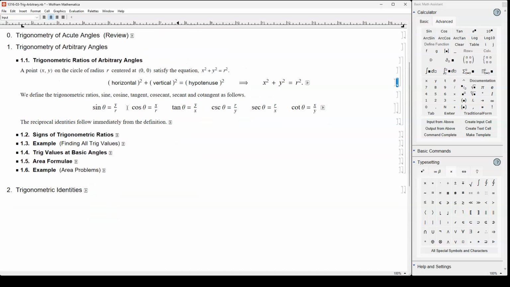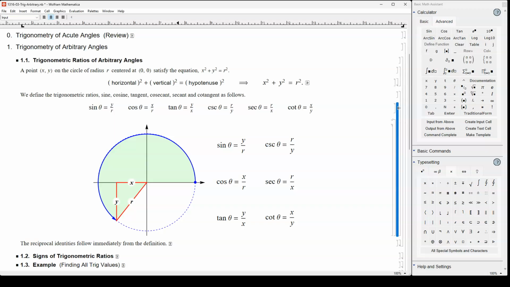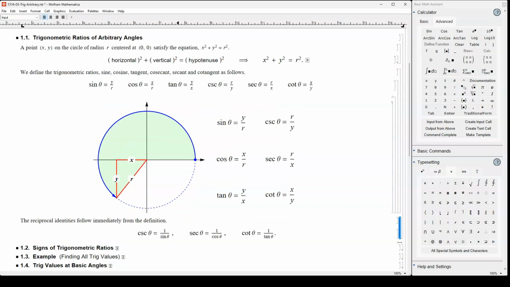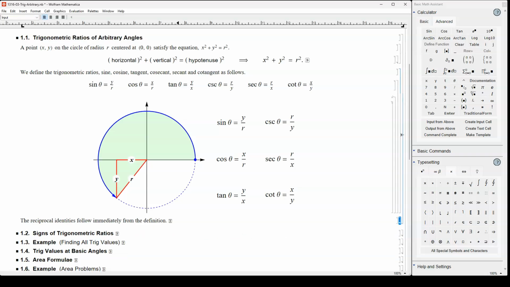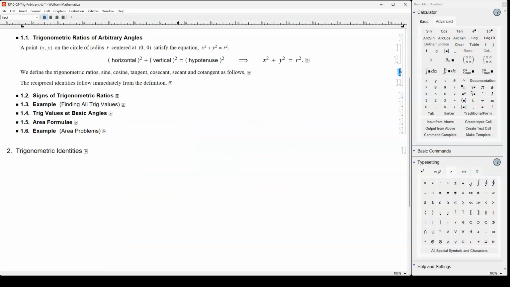Sine is y over r, vertical over radius, cosine is x over r, horizontal over radius, tangent is y over x, vertical over horizontal, and cosecant, secant, and cotangent are their reciprocals. Therefore, cosecant is 1 over sine, secant is 1 over cosine, cotangent is 1 over tangent, etc. Therefore, we have these reciprocal identities immediately from the definition. Okay, all right, that was a quick review.